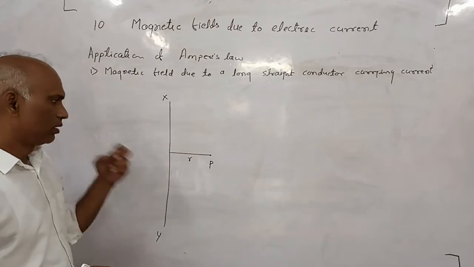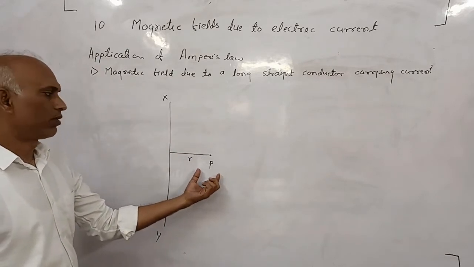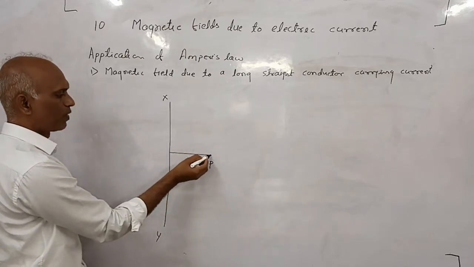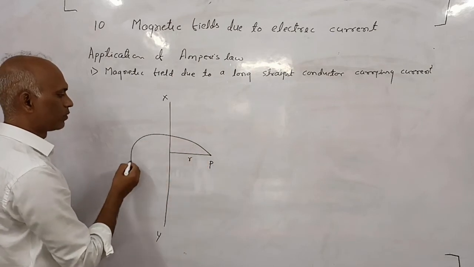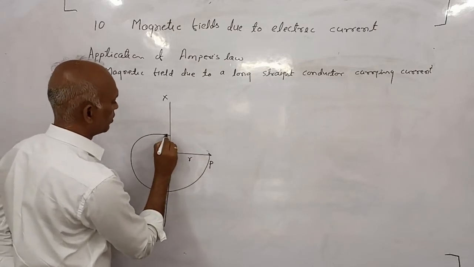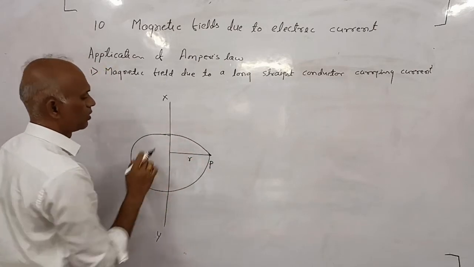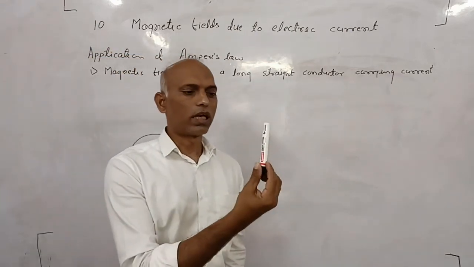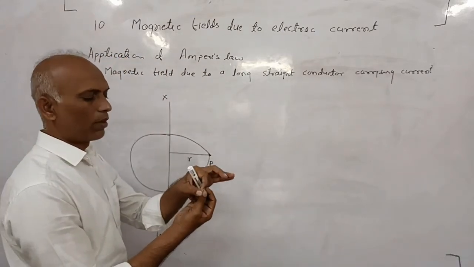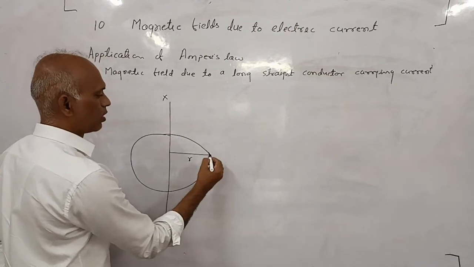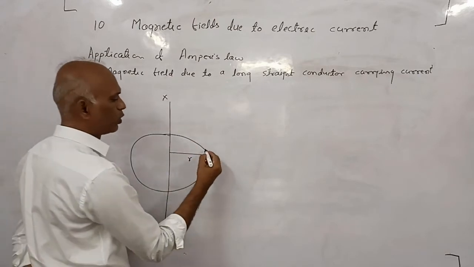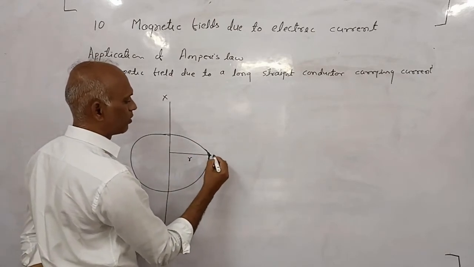As you see, in order to find out the magnetic induction at point P, we have to consider an Amperian loop around this point P. Now consider this is the current carrying conductor, and this is the Amperian loop around the current carrying conductor, whose shape is like a circle. So we have to divide this Amperian loop into small elements whose length is dl.